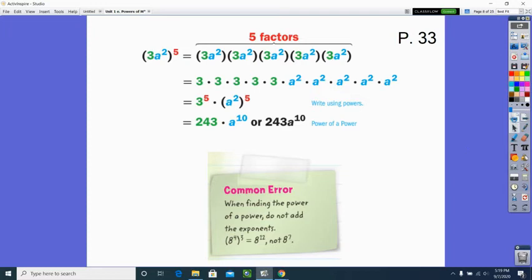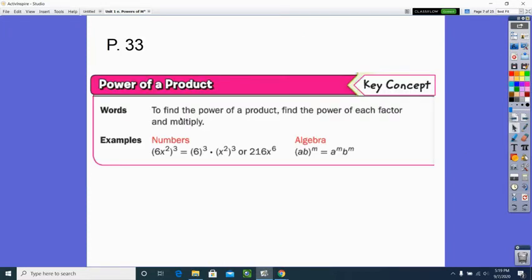I'm going to just back up to that purple box to find the power of a product. So you're finding a power, and in here you've got a coefficient, you've got a multiplication thing going on. You find the power of each factor and multiply. So if we take a look at this one, the 6 is going to get the exponent of 3, and the x squared is going to get the exponent of 3.